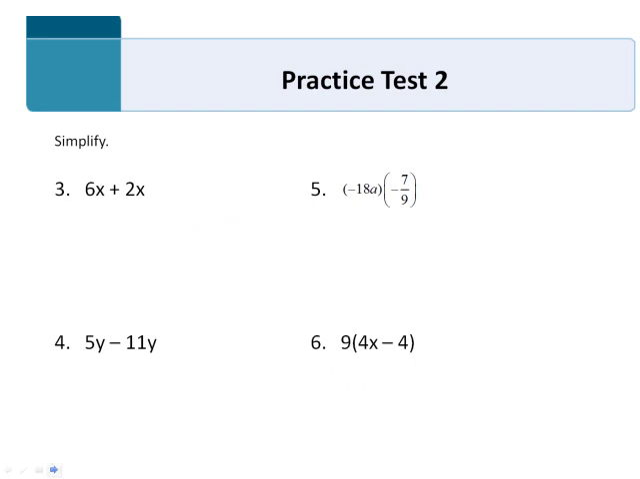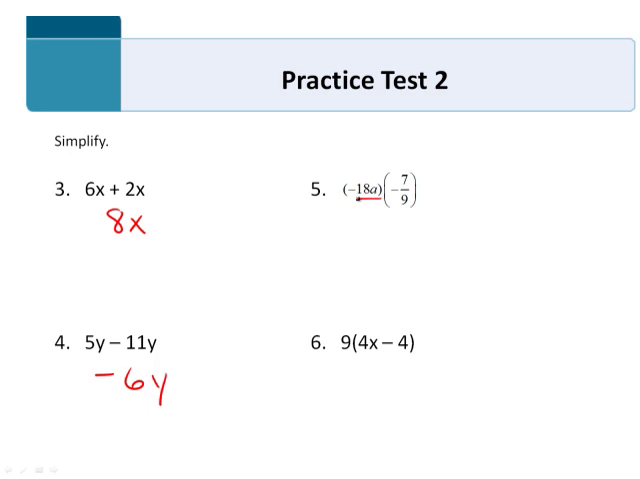Okay, number 3, all of the problems on this page, they want us to simplify. So 6x plus 2x, those are like terms. You just add them up and get 8x. Okay? Number 4, 5y minus 11y. So remember your sign rules. You've got a positive and a negative. And so even though it's not addition, it goes back to the addition rules. The signs are different, so we subtract and keep the sign of the larger number. So that would be -6y.